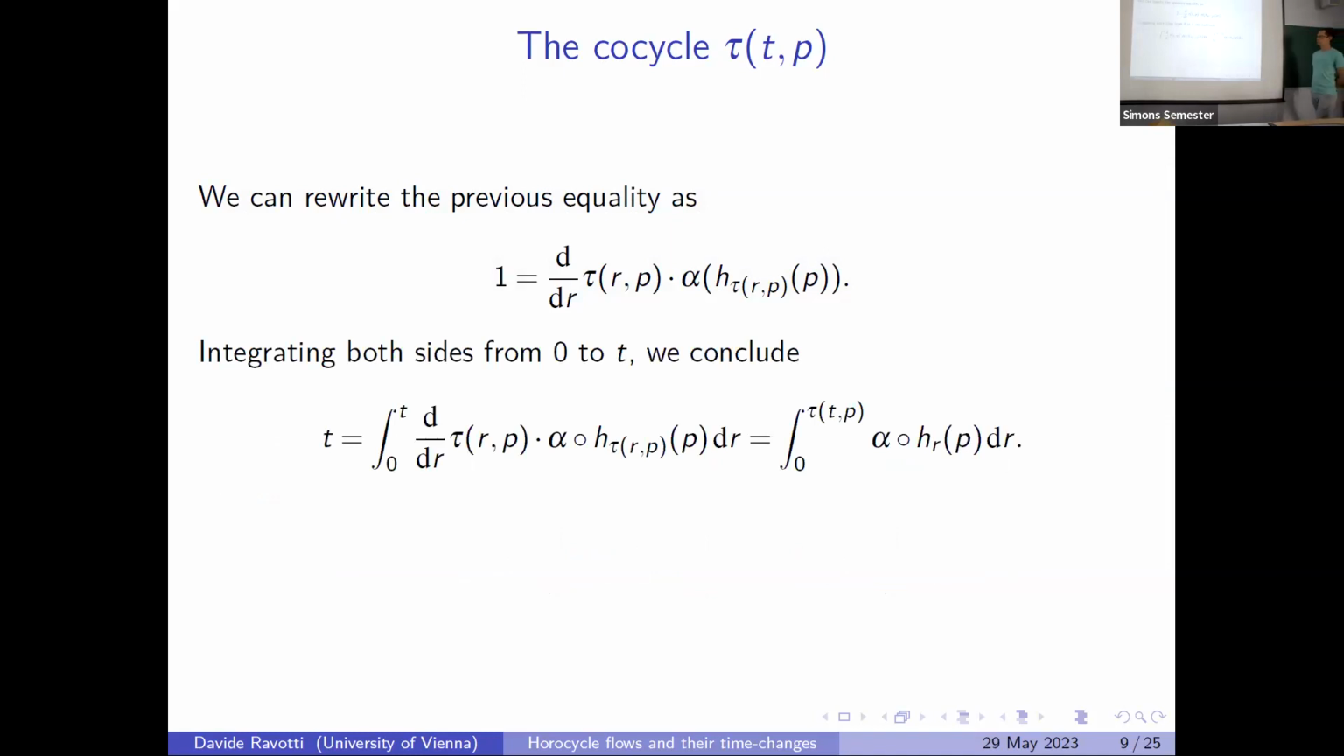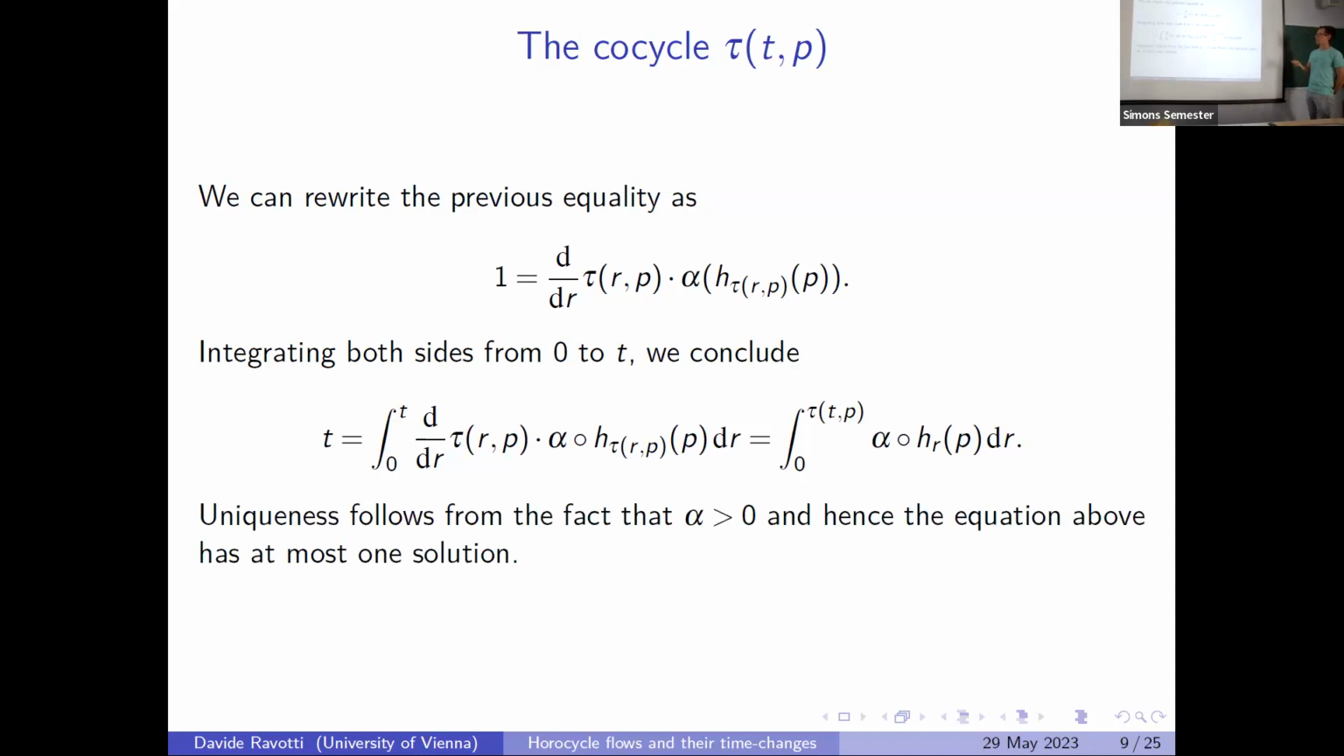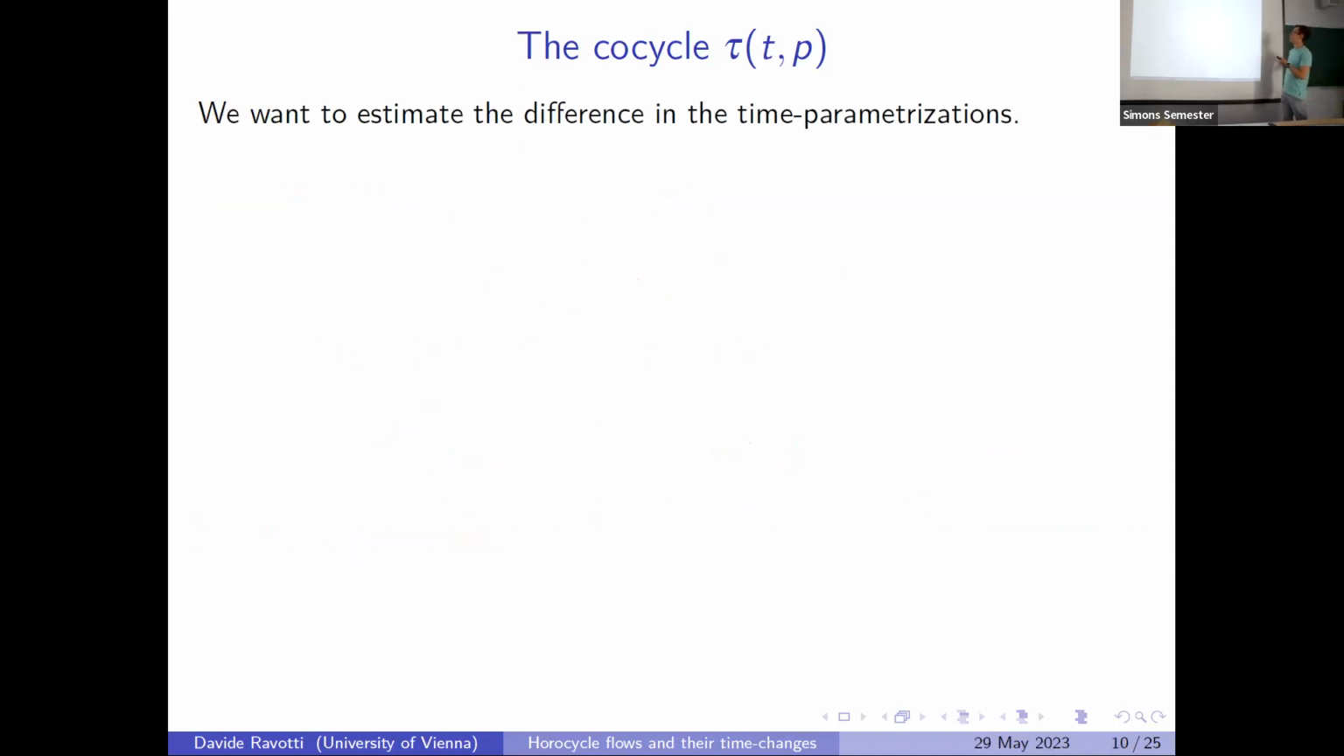Now I can integrate both sides from 0 to T. On the left-hand side, I just get T. And on the right-hand side, I get this function integrated from 0 to T. Here I have alpha along H perturbed with times tau, times the derivative of tau in R, so I can do a change of variables, and this is going to be absorbed by the change of variables. This is just going to be the integral from 0 to tau of T of P of the function alpha along the Horocycle. This makes sense. And the fact that this tau is unique follows from the fact that alpha is positive, so this type of equation will have at most one solution: fixed T and you have a strictly increasing function, so it will intersect at most once. Does it make sense?